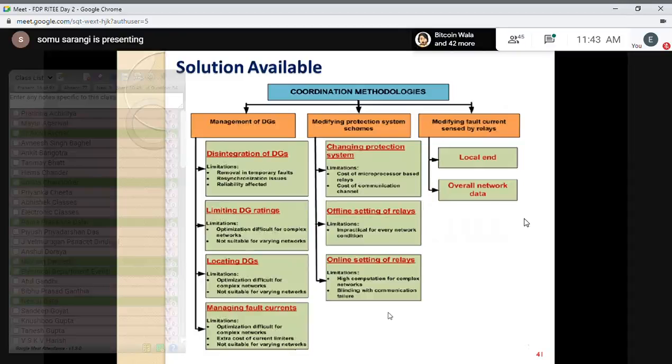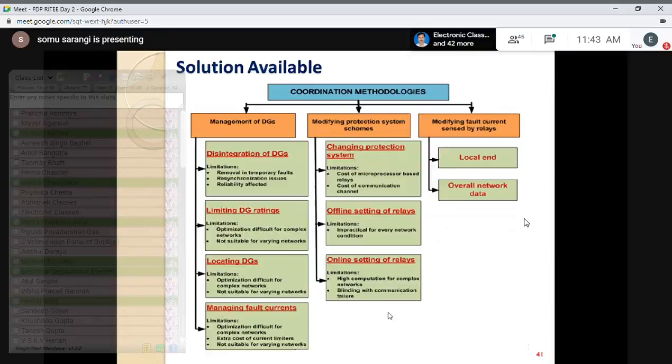Then we may have offline setting of this relay, because if you know the network and offline you find a better technique or better setting, then that is also good. But our network is continuously changing, so offline setting has a limitation and is impractical also. Online setting of relay is also a possible system. But online setting requires communication also, which will incur a huge cost. Then if you observe these two things, managing the DG side and managing the protection system side.